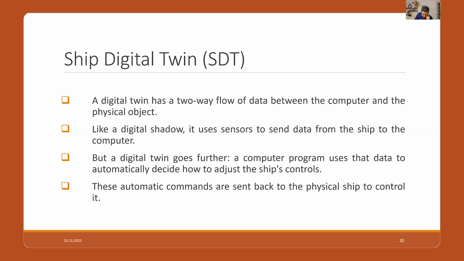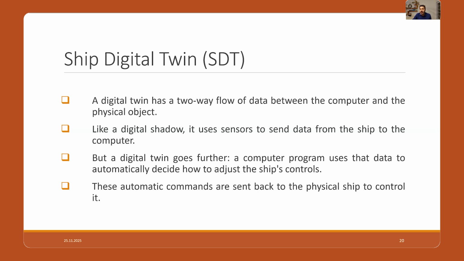The first thing that we have to keep in mind is that if any object has a digital twin, that digital twin should have the capability to operate independently. And the second is it must support bidirectional data exchange.